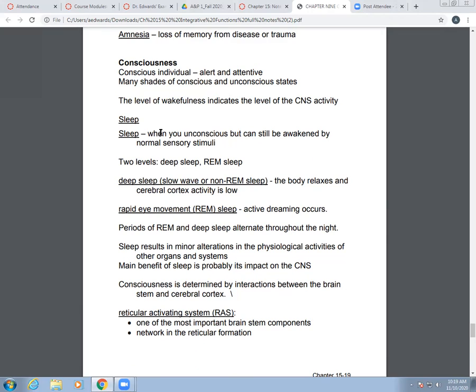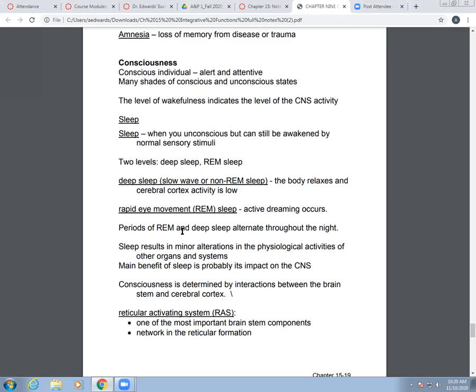So when you're asleep, you're unconscious, but you can still be awakened by some normal sensory stimuli. You can either be in deep sleep or REM sleep. Deep sleep is considered slow wave, the body's relaxing, with low cerebral cortex activity. In REM sleep, or rapid eye movement sleep, you have active dreaming going on. So it's when you're having your dreams.